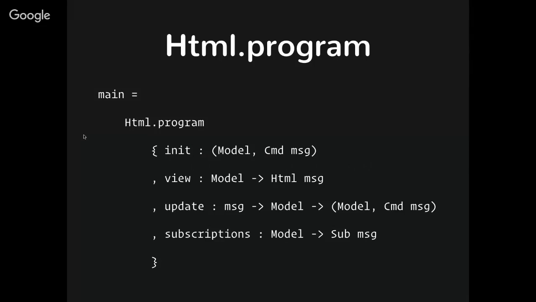HTML.program expects you to pass in a record that is shaped with an init function. It's pretty much just a tuple. It wants you to pass in something with a model, which is like our data structure model, and this thing called a command message. You can completely ignore this for a little bit. The view function expects you to pass in a model and return HTML. The update function takes a message of some type. It takes a model, and then it will return a model and a command message. Subscriptions, ignore this entirely. This is irrelevant for this presentation.